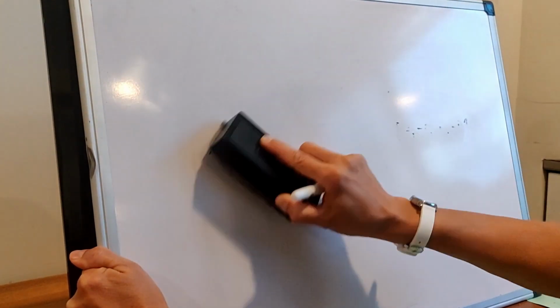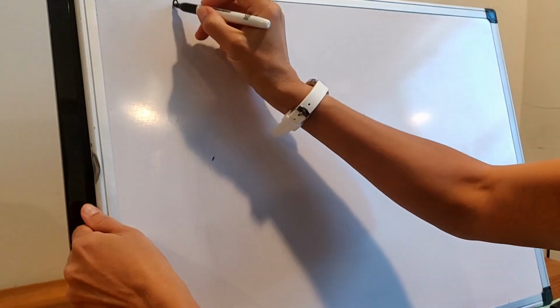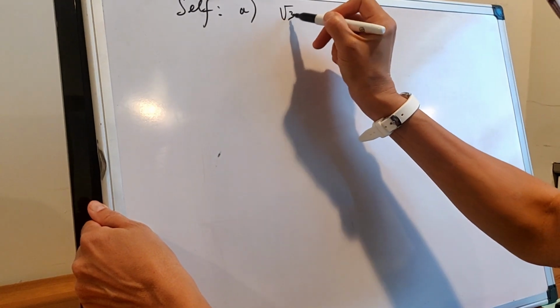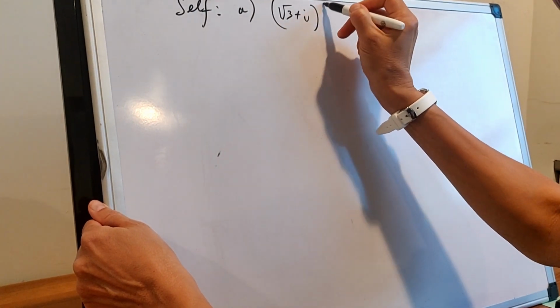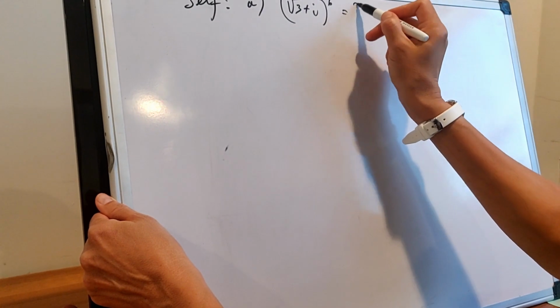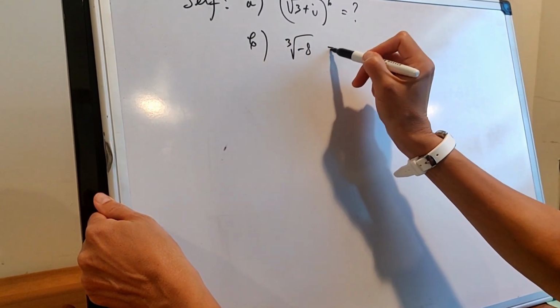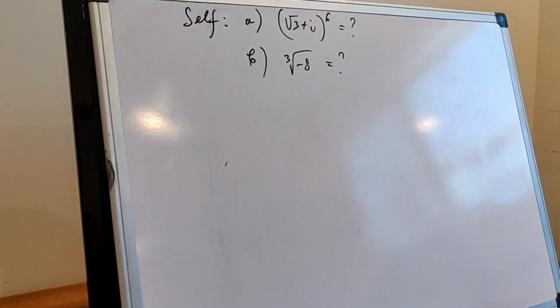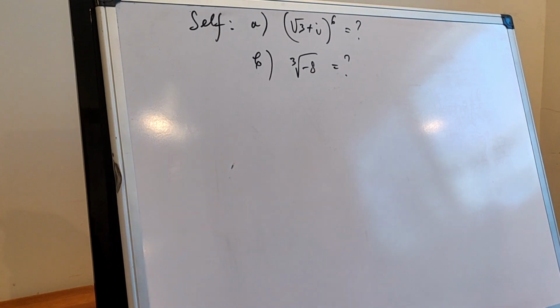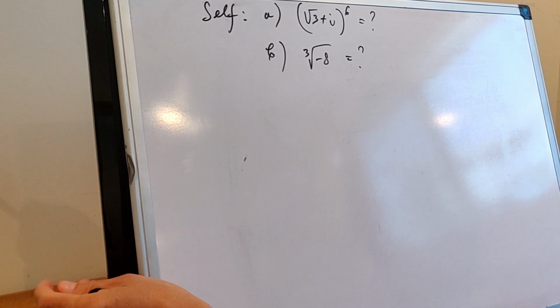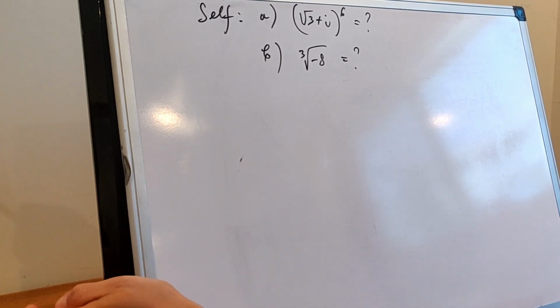Well, you don't need to do the homework on this section in one day because it's a little too much. So, self-problems. A. Square root of 3 plus i, to the power of 6. Calculate. B. Cubic root of negative 8. Calculate. Okay, I'm going to count as usual to 5 and do the problems myself, and you compare the answers. 1, 2, 3, 4, 5.